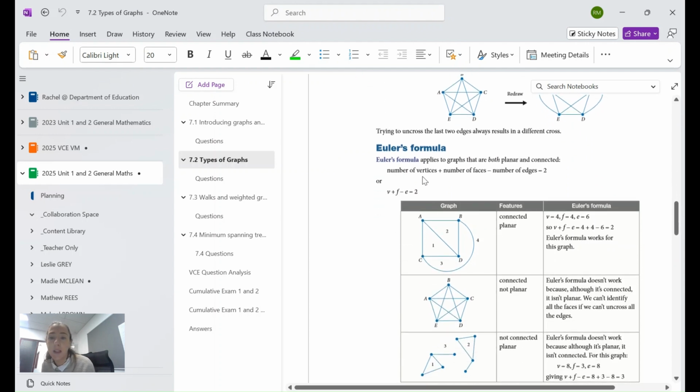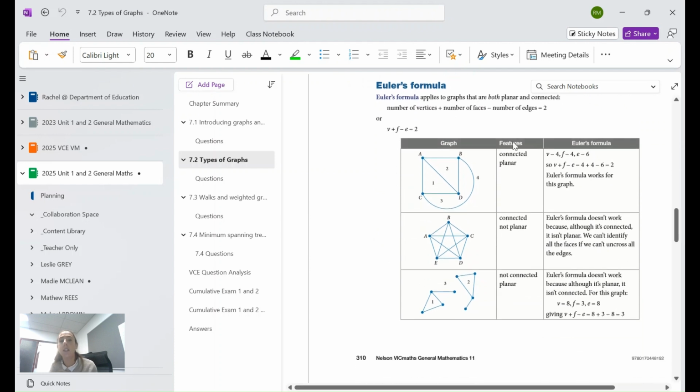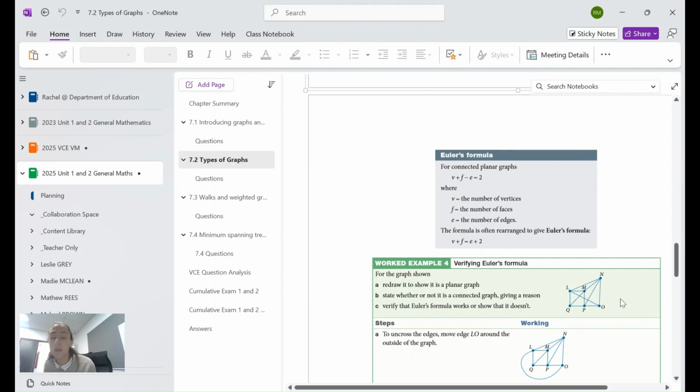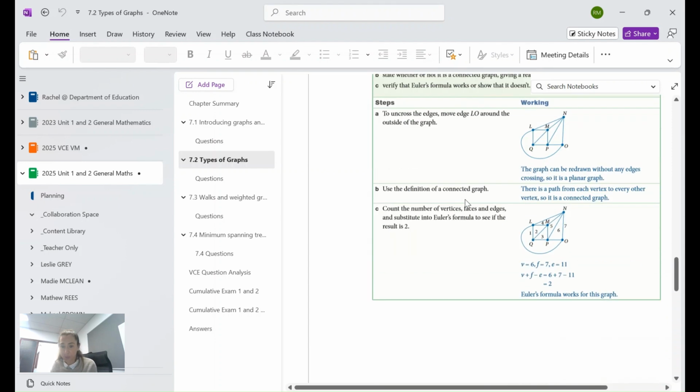All right, Euler's formula. It applies to graphs that are both planar and connected, has to satisfy both those criteria. So the number of vertices plus the number of faces minus the number of edges should equal 2. So again, please make sure you have Euler's formula written down. Please make sure that you have used it and you have some worked examples in your notes about how it operates. So this is very important. You also need to really understand what a vertex is, what a face is, and what an edge is.